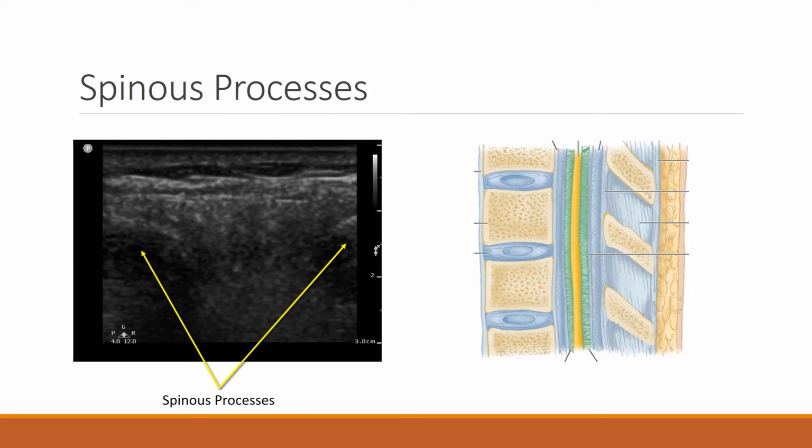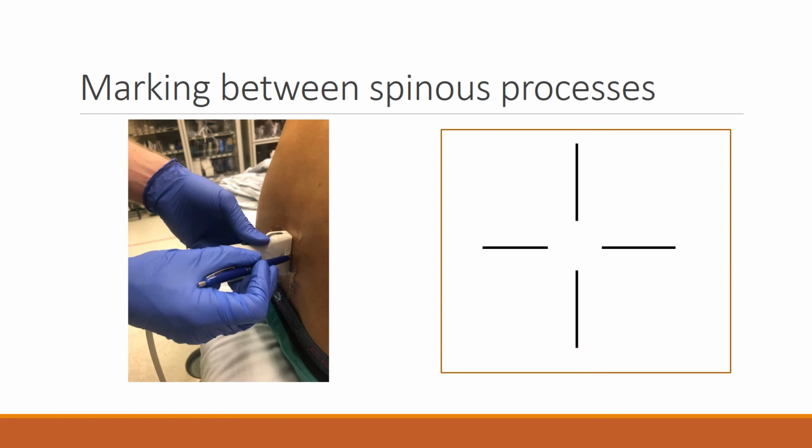Following that, we switch the probe to the sagittal positioning to look for the space between the spinous processes. Ideally, we want an image where we can see both spinous processes on one view. They both appear as hyperechoic structures with posterior shadowing. And then once you get that, you put the space in between in the center of your screen and mark on either side, giving you your crosshairs here.